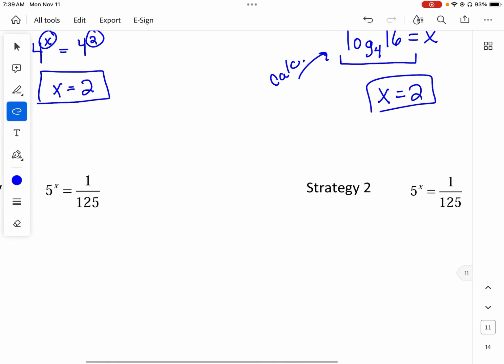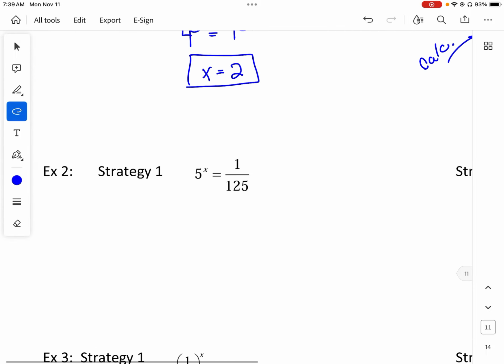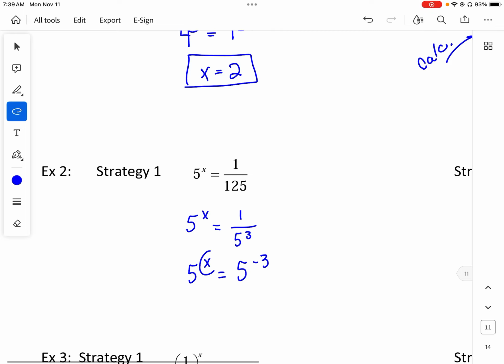Okay, let's look at the next one. 5 raised to the x equals 1 over 25. So I want to do this as a base of 5. 5 squared is 25. 5 to the third is 125. So if I have it in the denominator, I move it up to the top and change that to a negative. So then the same thing, same bases, my exponents are equal.